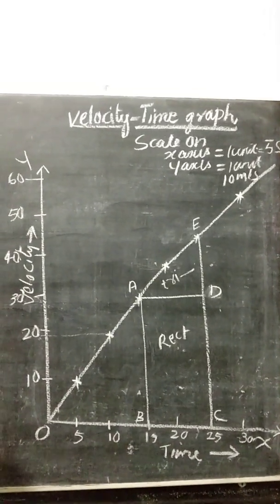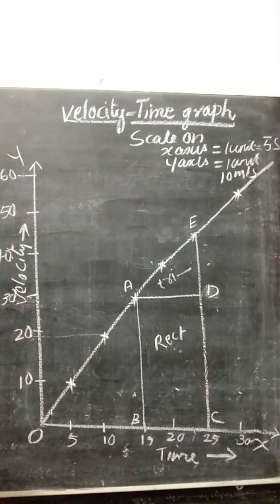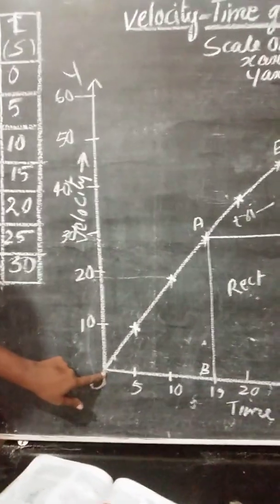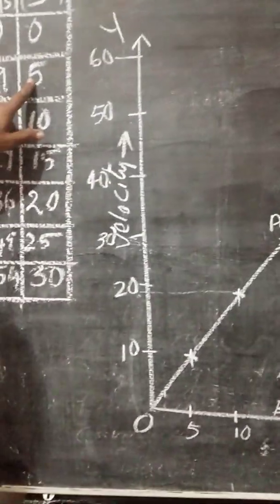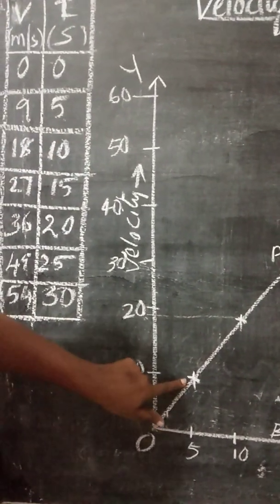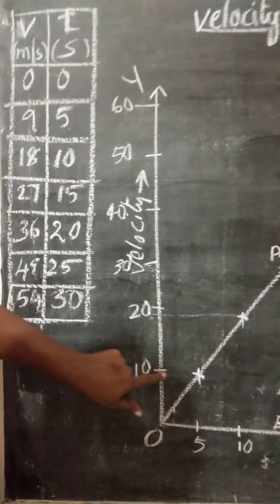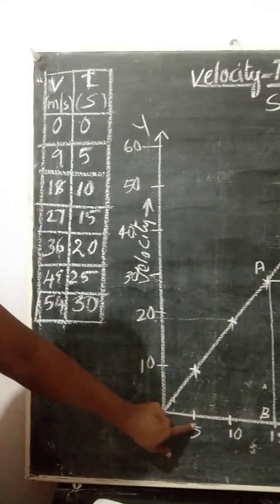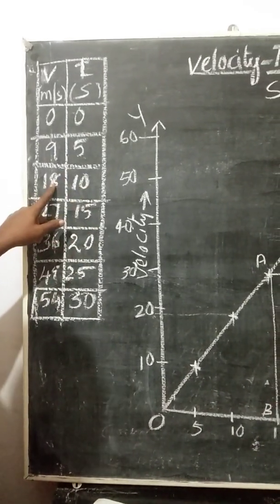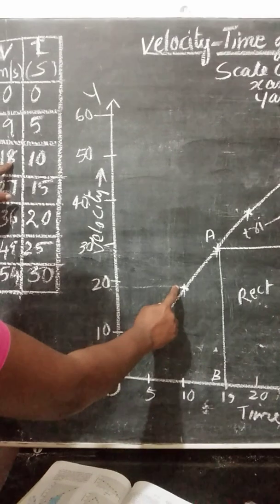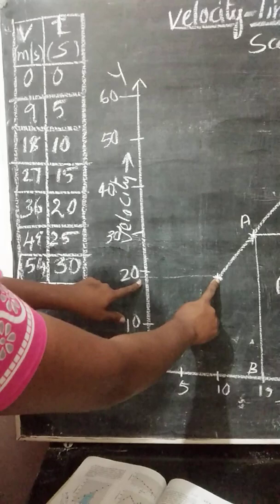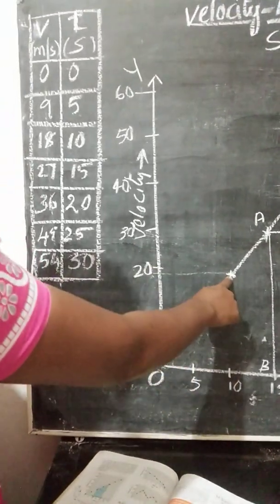Now you are ready with the two axis names and the two convenient scales. Now we want to find the points of intersection of the given readings. 0, 0 is the origin of the graph. Then 9 on the y-axis and 5 on the x-axis; this is the point of intersection. Next reading: 10 on the x-axis and 18 on the y-axis. 18 means 2 lines down from 20. So this is the point of intersection at 10, 18.